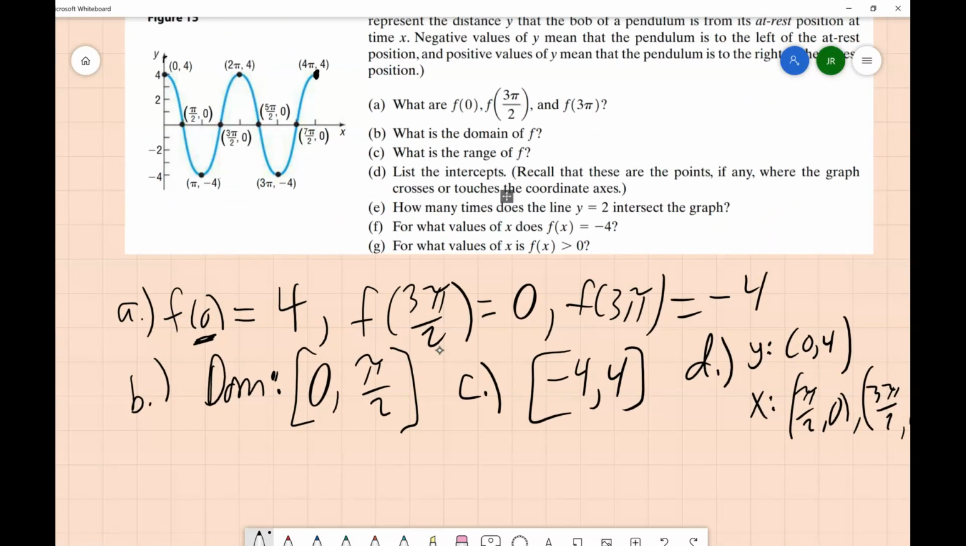Part E. How many times does the line y equals 2 intersect the graph? The line y equals 2, first you need to know that that is a horizontal line that crosses the y-axis at 2. It always has a y value of 2 everywhere, so it's a line that runs like that. Now it's easy. How many times does the graph intersect that line? 1, 2, 3, 4 times.